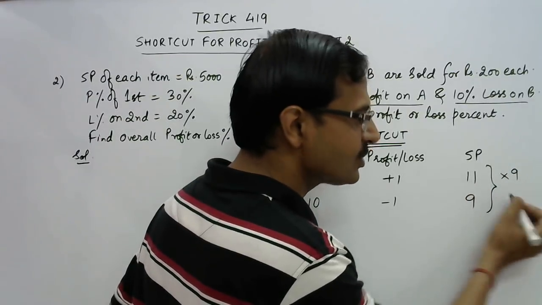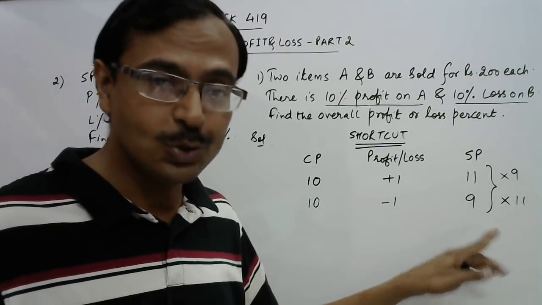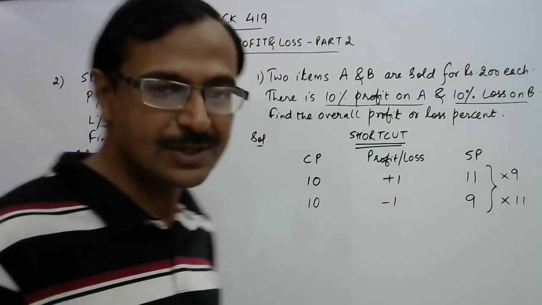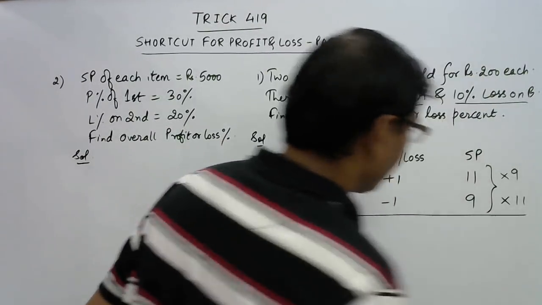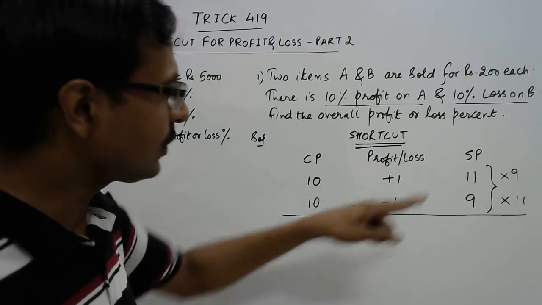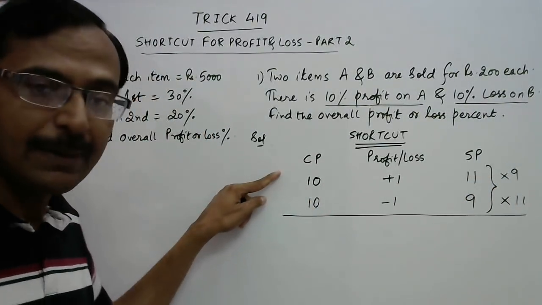Here we have 11, so multiply this by 11, so that both of them will get converted into 99. So this is how we equalize things. Now after equalizing, what table do we obtain? Now see, here we have written into 9, so entire row will be multiplied by 9.